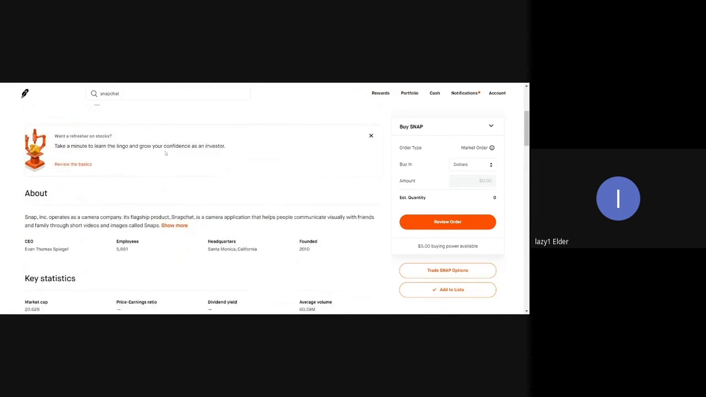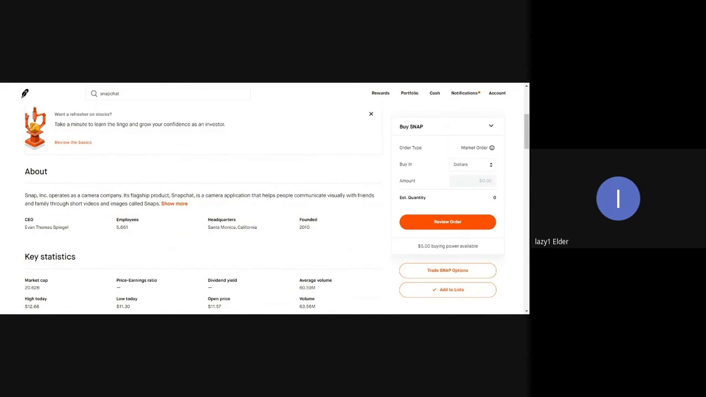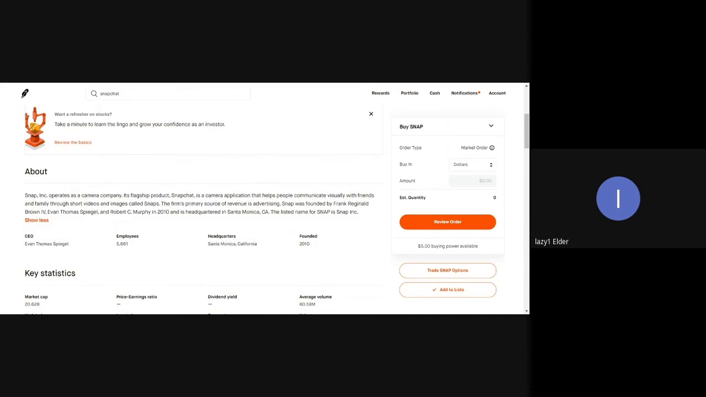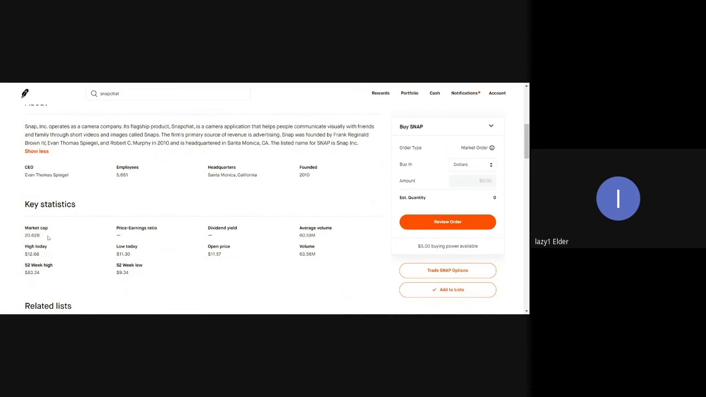As you scroll down more, it'll talk about the actual company: the CEO, employees, headquarters, when it was founded. It gives you a brief description. You can show more, but like I said, it gives you a brief description of what Snap is, and the statistics: the market cap, the high today, basically the highest price that the share shot up to. What was the highest it has been today, which was $12.68. The low for the day, the lowest the price ever went, $11.30.